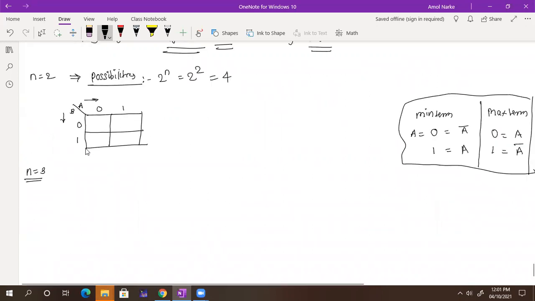How many possible combinations for n is equal to 3? 8 combinations we have. So 2 raised to 3. What is 2 raised to 3? 2 into 2 into 2. That is nothing but what? 8 combinations. So for that purpose, we are going to draw a Karnaugh map table.